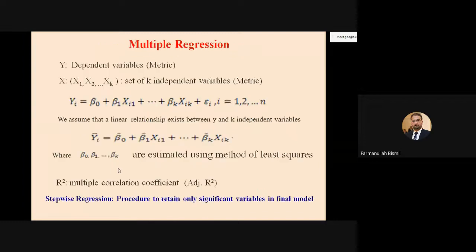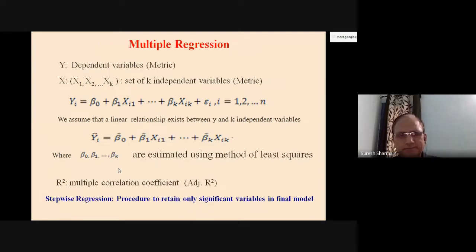Okay. Now we move on to multiple regression. What is a multiple regression? This is the last slide, and then of course I'll give you some questions. Multiple regression is an extension of simple regression to multiple variables. In simple regression, we have only two variables, y and x. Y depends upon x. Y is called the dependent variable, x is called the independent variable in simple linear regression.